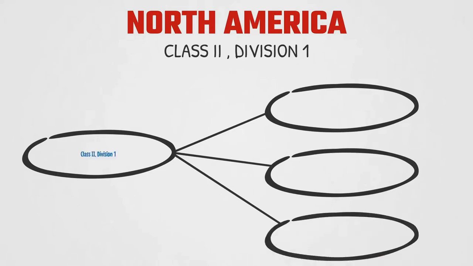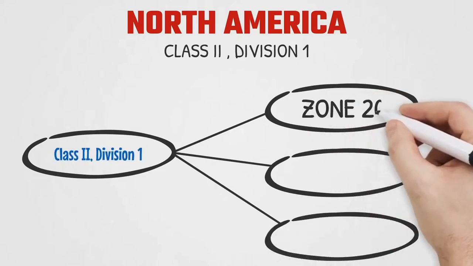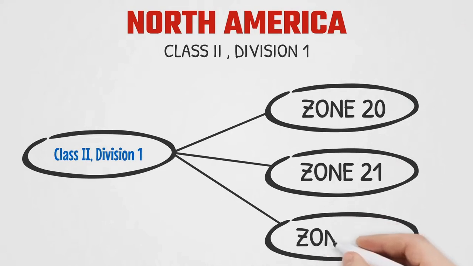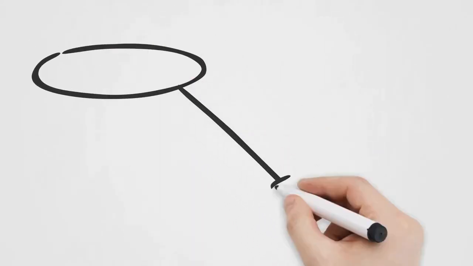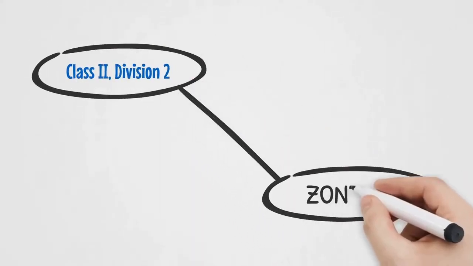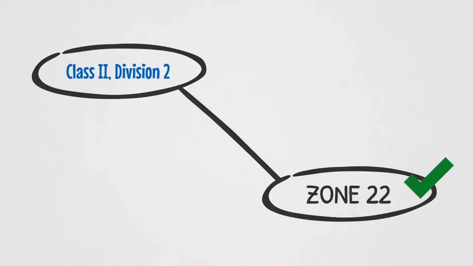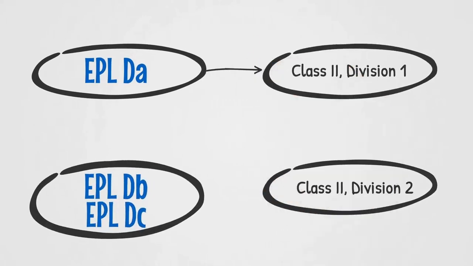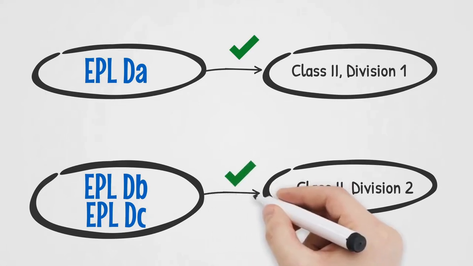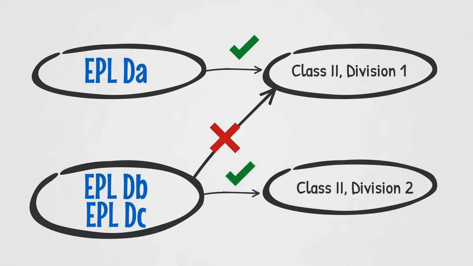In dust explosive areas in North America, products with Class 2, Division 1 marking are permitted to be installed in North American Zones 20, 21, 22 areas. Products with Class 2, Division 2 marking are only allowed to be installed in the North American Zone 22. Only products with EPL-DA can be installed in Class 2, Division 1 areas. And the products that are approved for EPL-DB and DC in North America are permitted to be installed in Class 2, Division 2 and not Class 2, Division 1.